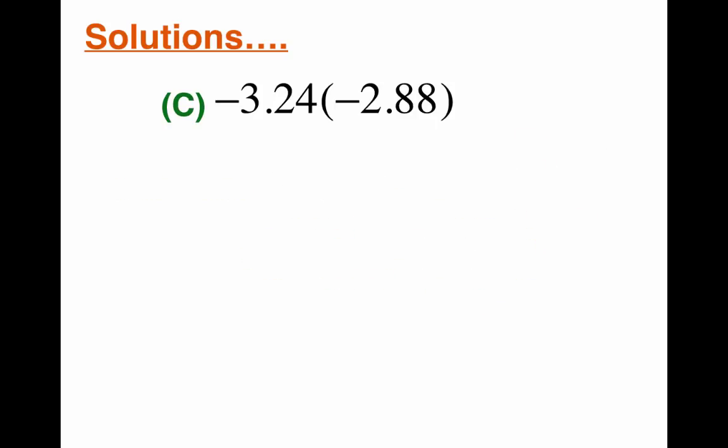All right, let's check C. Negative 3.24 times negative 2.88. We got a match. They're both negative, so I'm thinking we're going to get a positive answer. My estimate is it's kind of like negative 3 times negative 3. 2.88's got to round up to 3. So that match makes it a positive 9.